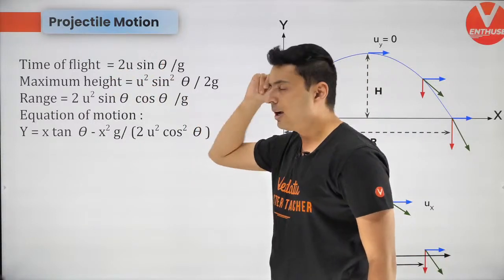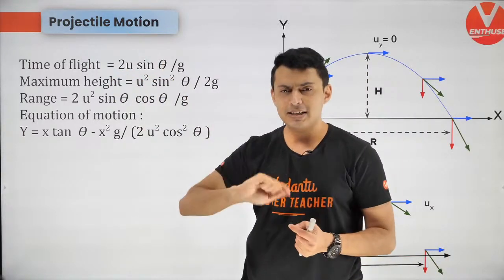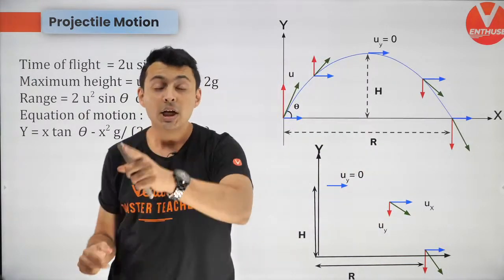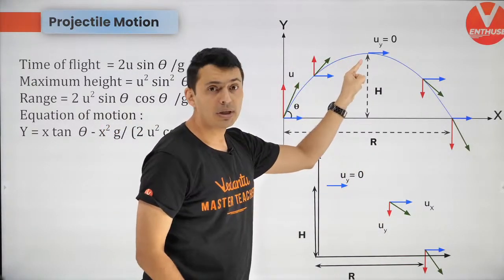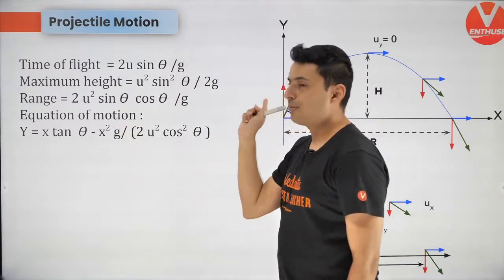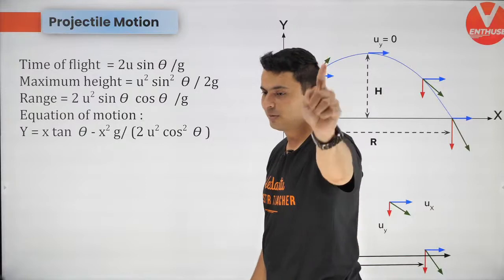Time of flight. Come on, note it down, write it down. 2u sine theta by g. U sine theta by g for going up, u sine theta by g for coming down. Time to go up and time to come down is the same. Keep this in mind. Very good.